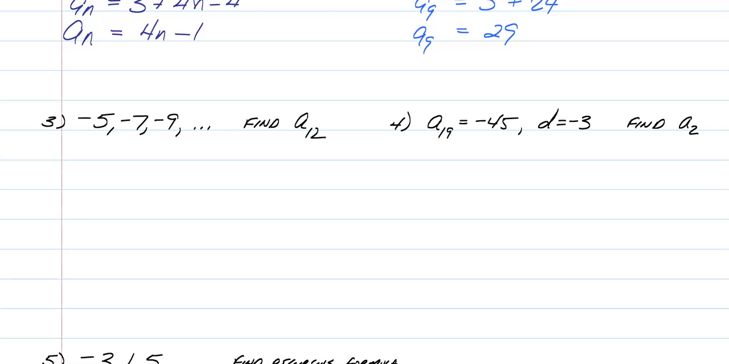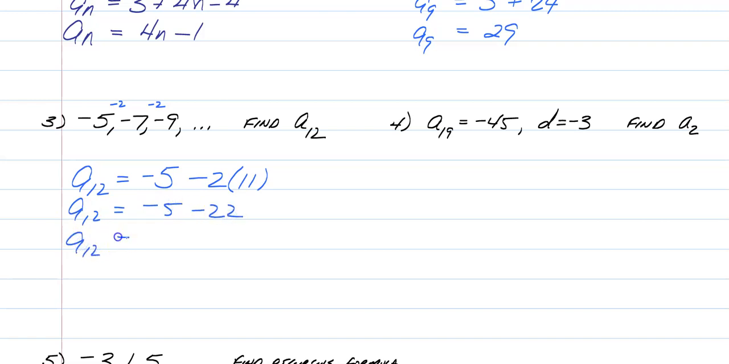Okay. So a sub 12 is equal to your first term, which is negative 5, plus your difference, but this difference is going down by 2, so it's minus 2 times 11, which is your 12 minus 1. So a sub 12 is equal to negative 5 minus 22. So a sub 12 is equal to negative 27. If you got that, you are good to go on that example.